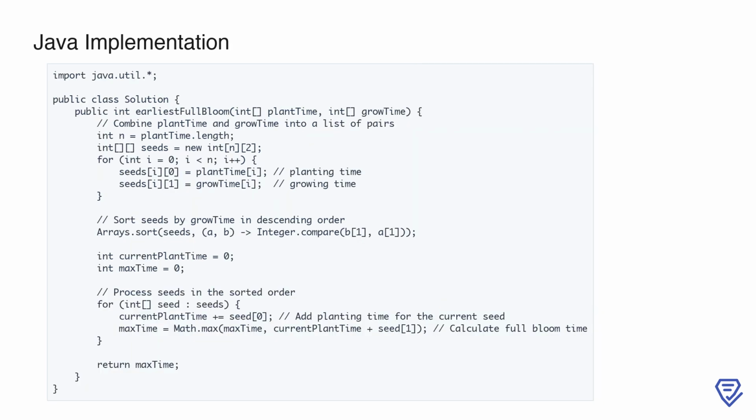This is the Java implementation of LeetCode problem number 2136, Earliest Possible Day of Full Bloom. The logic mirrors the Python solution, where we sort the seeds by descending grow time and calculate the full bloom day iteratively. Key differences include explicit type declarations, usage of Java's Arrays.sort for custom sorting, and handling arrays instead of tuples. The implementation is efficient and processes the input in O(n log n) due to sorting.